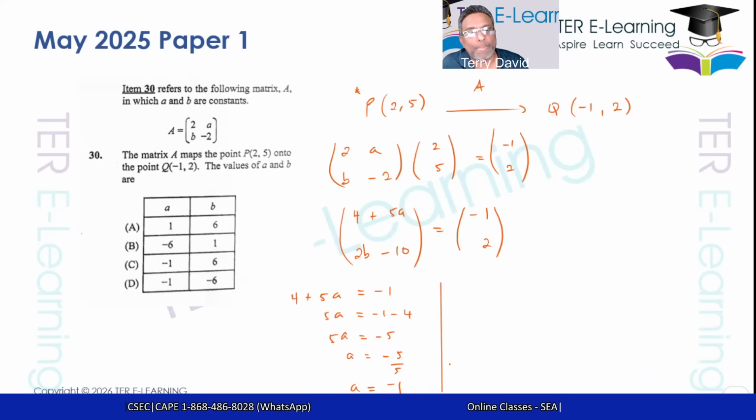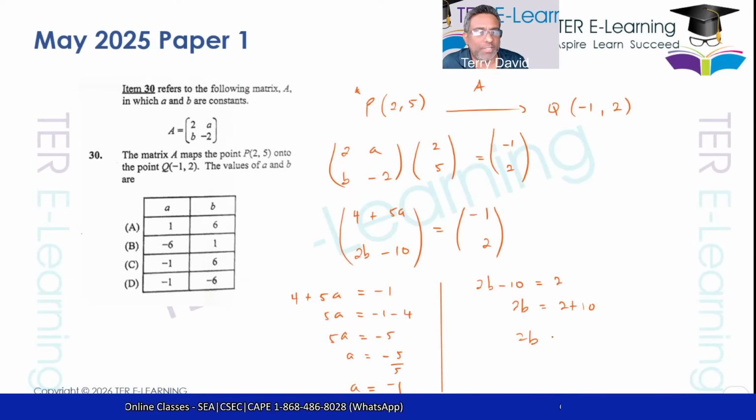To work out B now, we're just going to put 2B minus 10 is equal to 2. So 2B is equal to 2 plus 10. So 2B is equal to 12, and therefore B is 12 over 2. So B is equal to 6. So you're looking for minus 1 and 6. So the answer is C in this case. Right, the answer is C.